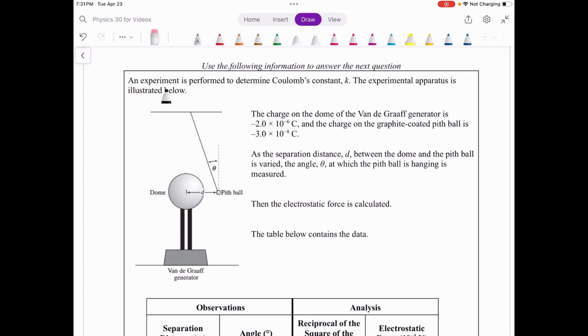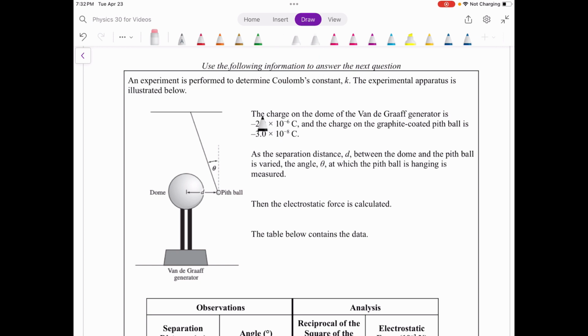All right, so it tells us that an experiment is performed to determine Coulomb's constant, K. The experimental apparatus is illustrated below. Okay, so we've got a Van de Graaff generator. These are one of those big kind of metal balls, and there's a belt inside that generates a lot of charge by friction, and then those electrons sit on the surface of it. You might have seen them at the TELUS World of Science. You touch them, they make your hair stand up, all that fun stuff.